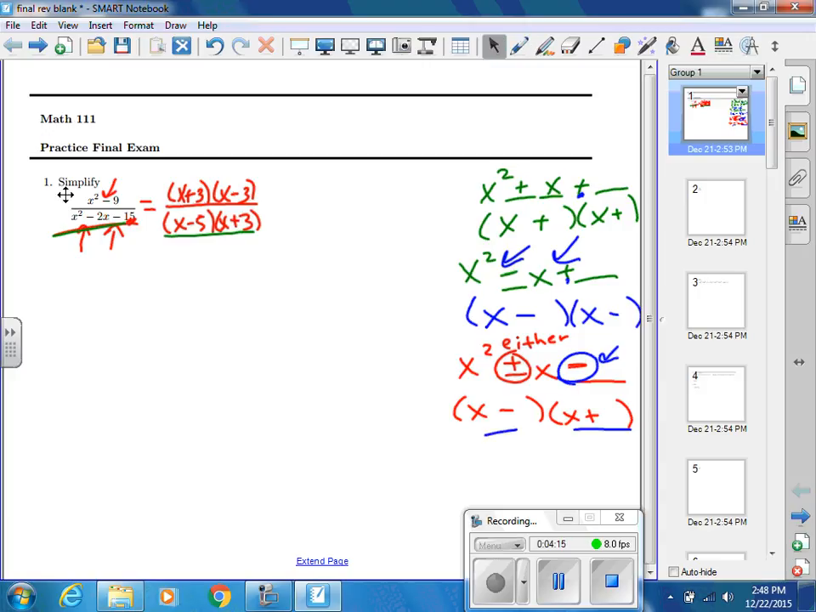Okay? Now, I see that they do have something in common, the x plus 3, and it cancels out. The other stuff left over has nothing in common. So, my answer is just x minus 3 over x minus 5. You don't have to put the parentheses there, I just did that. It's totally optional. And this is it, okay? And I'm done with that problem, because that's simplified.